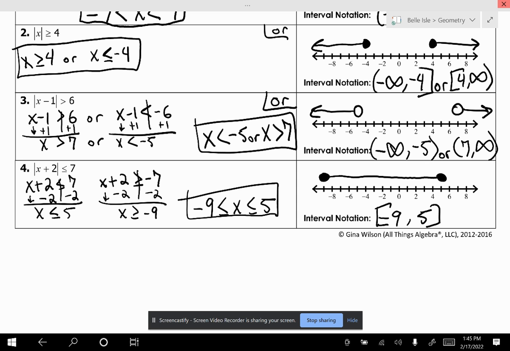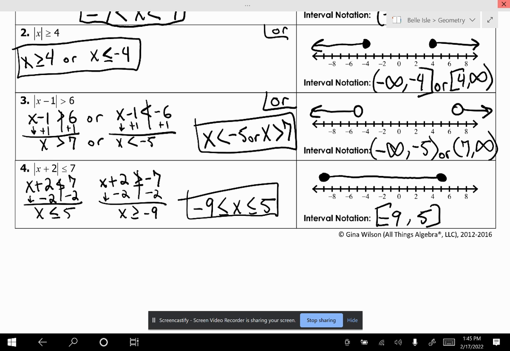Wait, when I do it to the front, do I do the inverse operation? Which part, DJ? When you're doing the inverse operation with the negative 2. Okay, number 4 is up here. Check yourself.